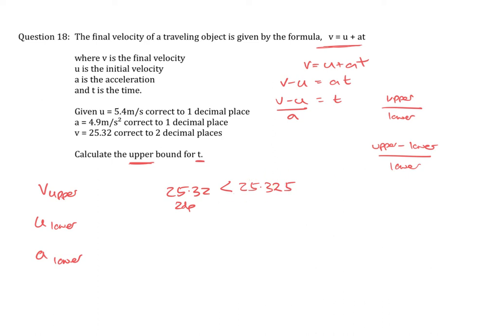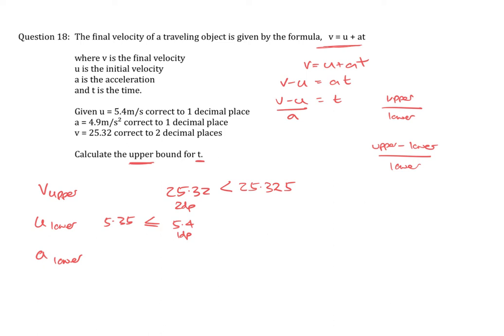My lower bound then for U. U is 5.4, and that's to 1 decimal place. And I want the lower bound, so I'm going to go to 5.45. Again, because, sorry, 5.35, my mistake. That's the lower bound, because anything below that would round down to 5.3 to 1 decimal place.